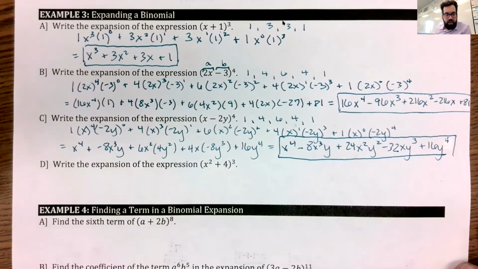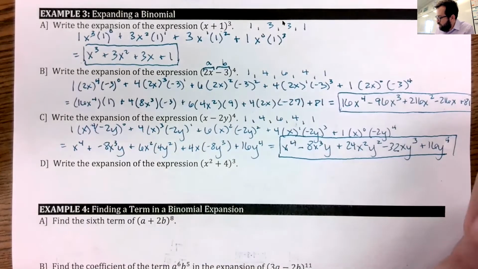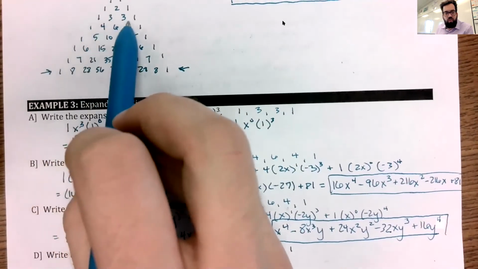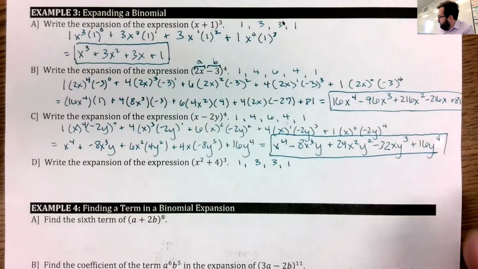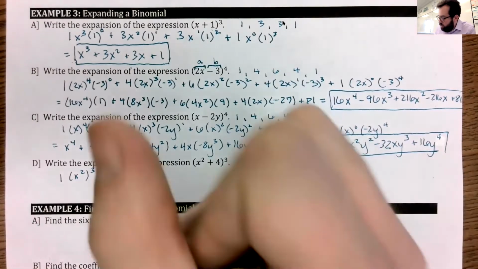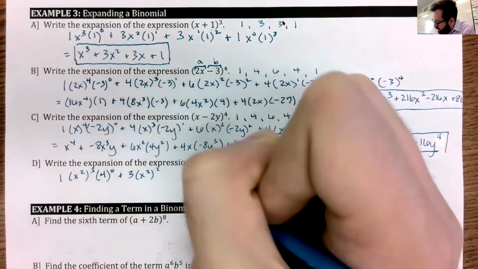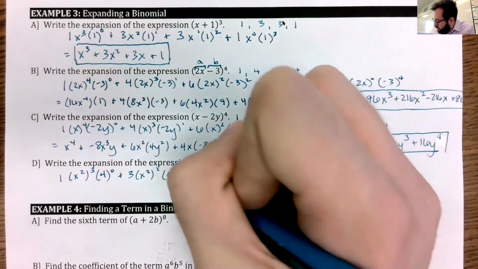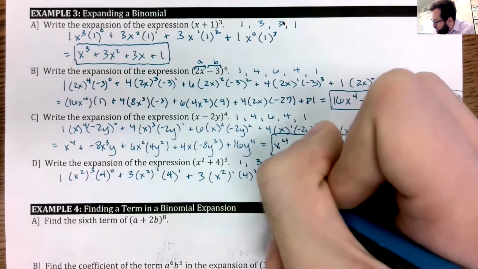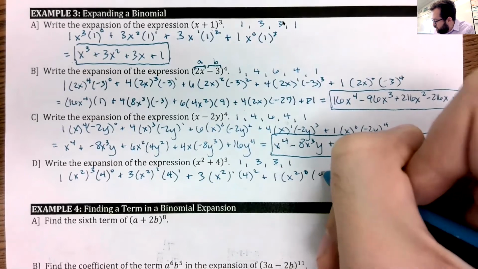Let's take a look at letter D. The expansion of the expression x squared plus 4 to the third. All right, so this time we're to the third, so we're going to use 1, 3, 3, 1. We grab that from the 3 row of Pascal's triangle. And so we'll have 1 times x squared cubed times 4 to the 0, plus 3 times x squared squared times 4 to the first, plus 3 times x squared to the first, 4 to the second, plus 1 times x squared to the 0 times 4 to the third.